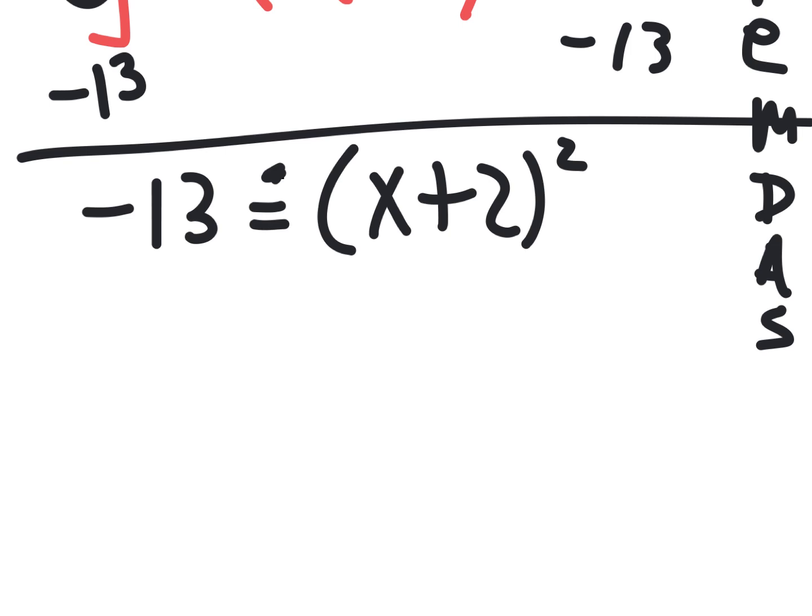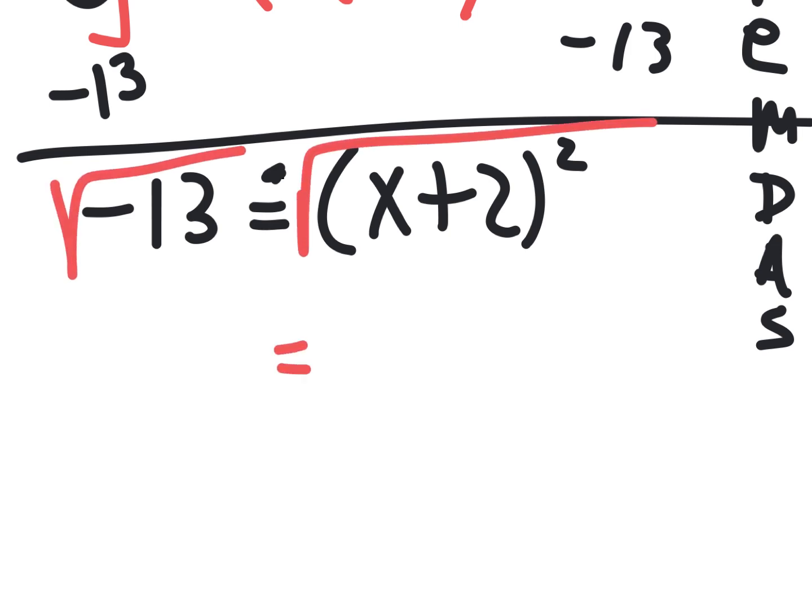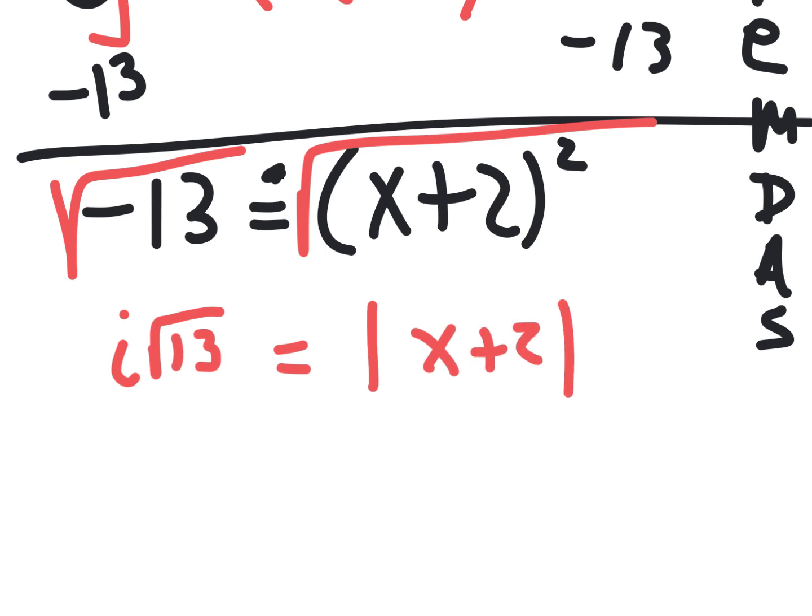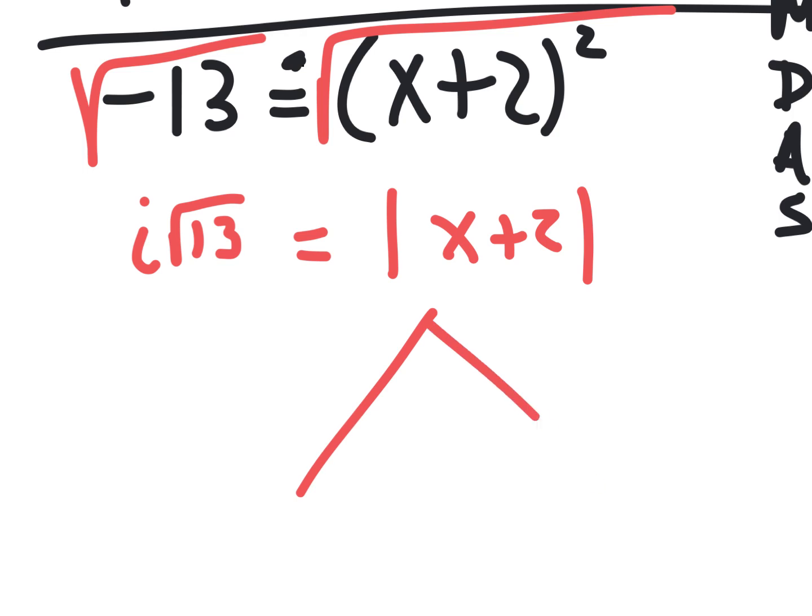Keenan, what do I do to both sides? Square root. Yep. I've pounded on this a few times. Please try to do this next step right. Did you have i root 13? Good. Did you have the absolute value of x plus 2? Then you can do the splits, and you'll solve it from there. See if you can do it.